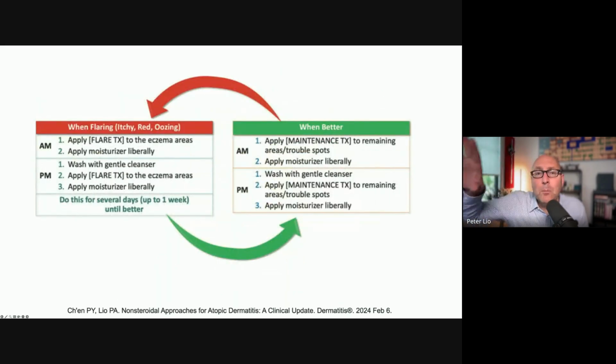And then a maintenance plan when you're better, something to do to help maintain. Now, again, for somebody more mild, maybe that's just a moisturizer. That's great. No medicine at all. That'd be fantastic. But maybe somebody says, oh, as soon as I stop the stronger medicine, I flare up.